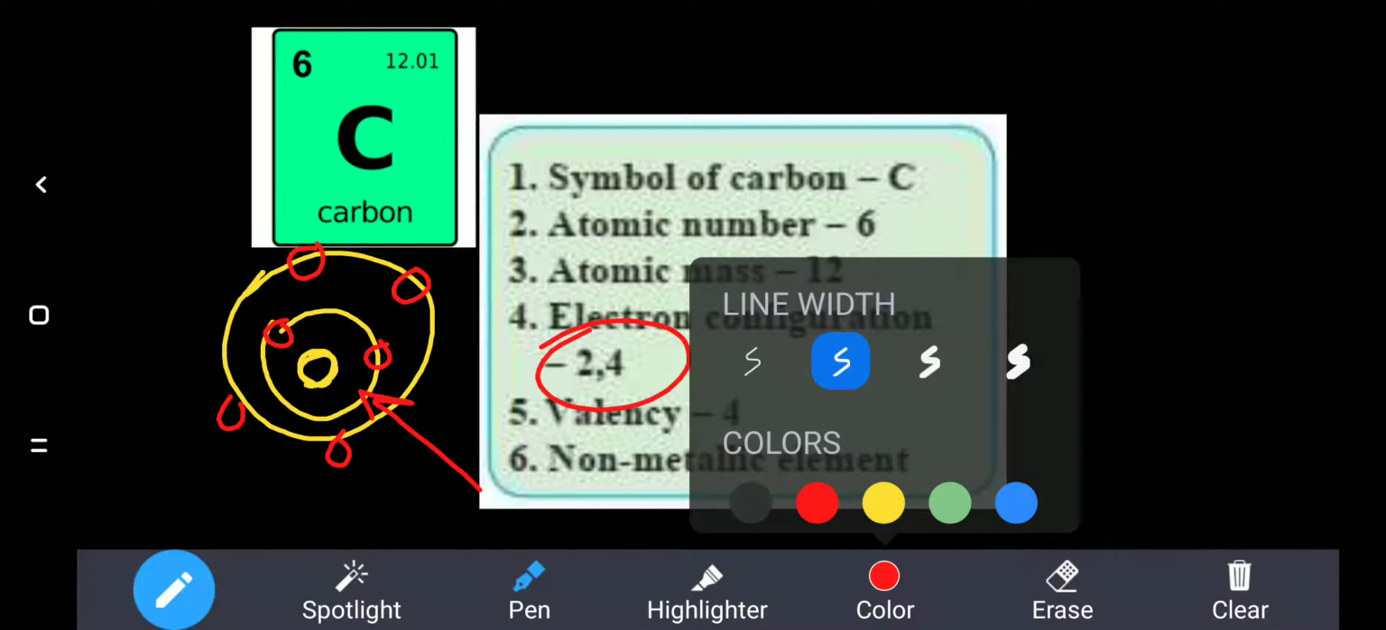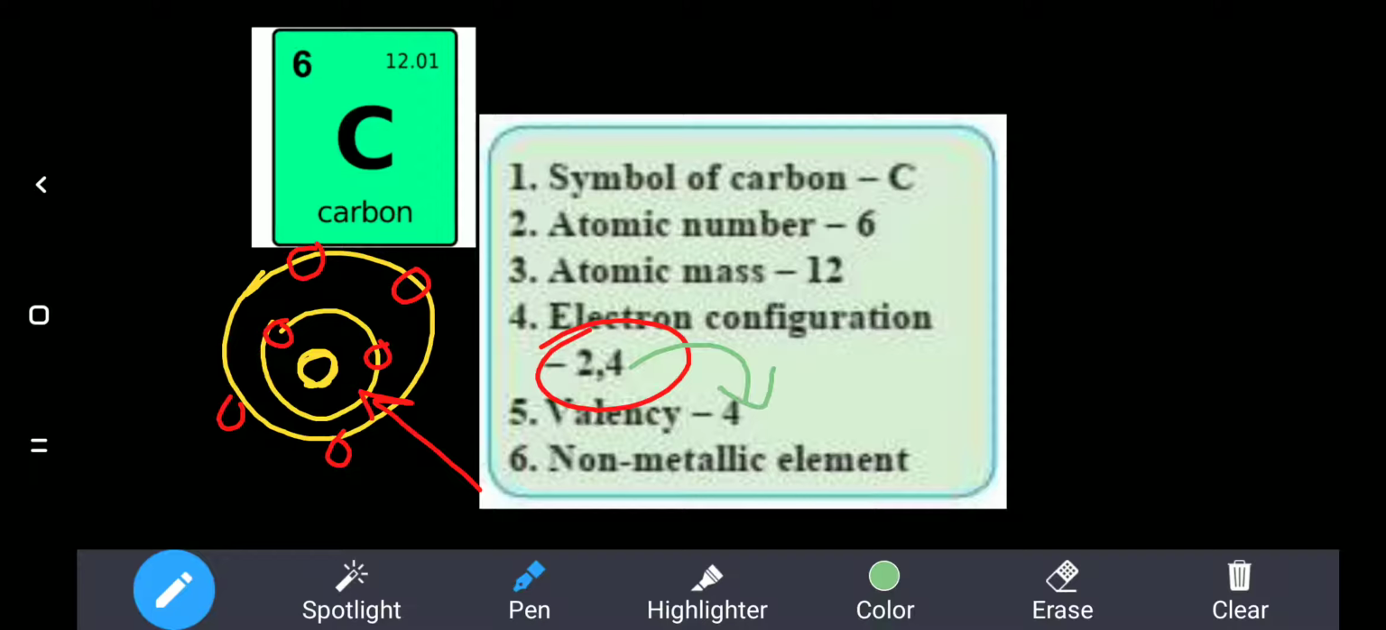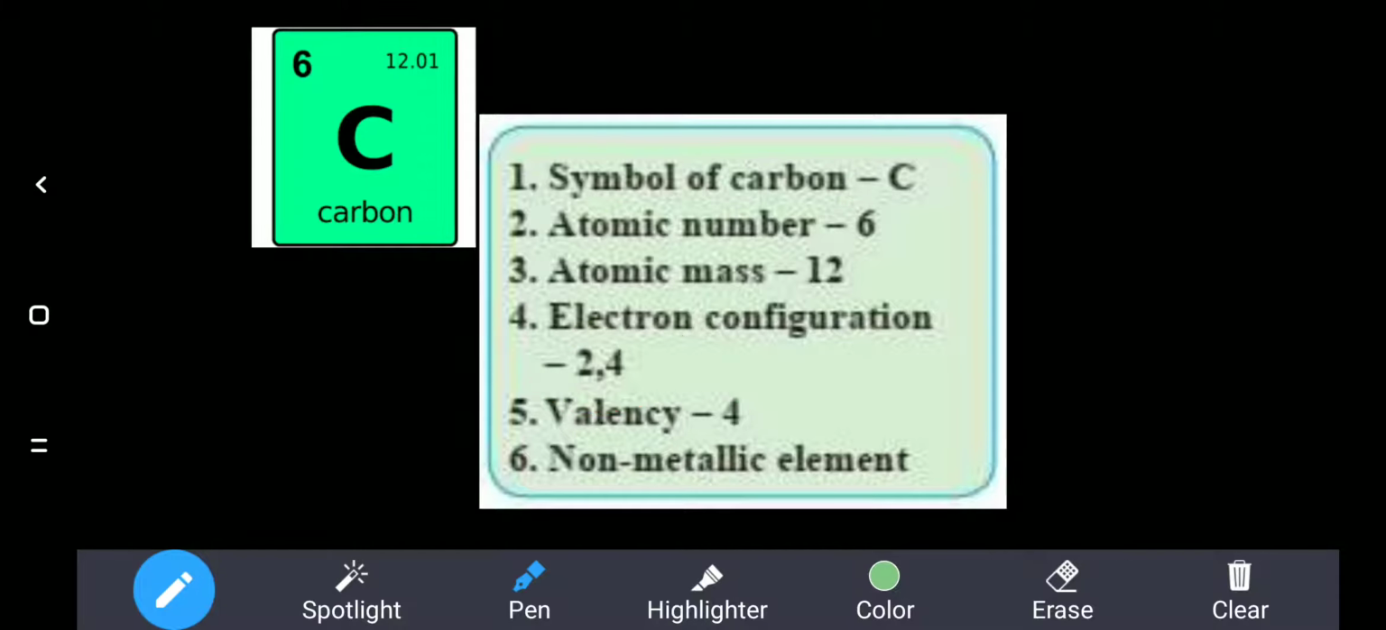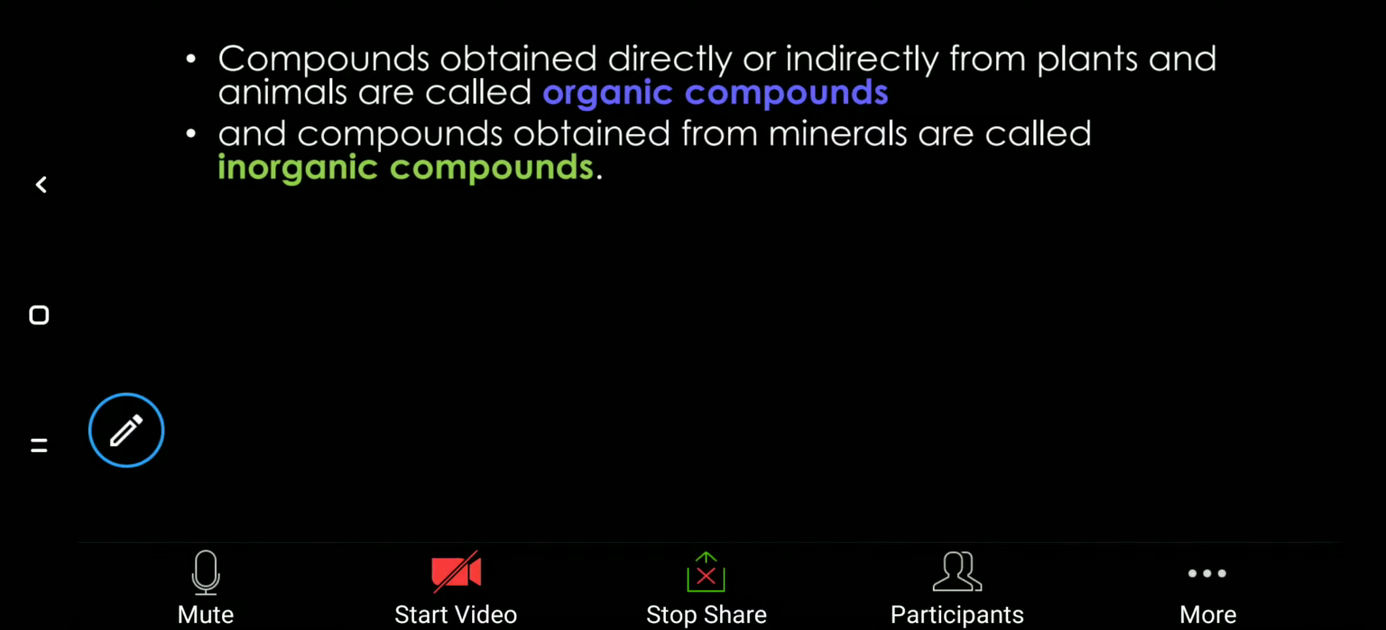The electrons in the outermost shell are 4, and we need 4 more for carbon to be happy, to attain noble gas configuration. And carbon is a non-metallic element. So just for now, remember the symbol is C, atomic number is 6, atomic mass is 12, electronic configuration is 2 comma 4, and valency is 4 for the carbon atom.